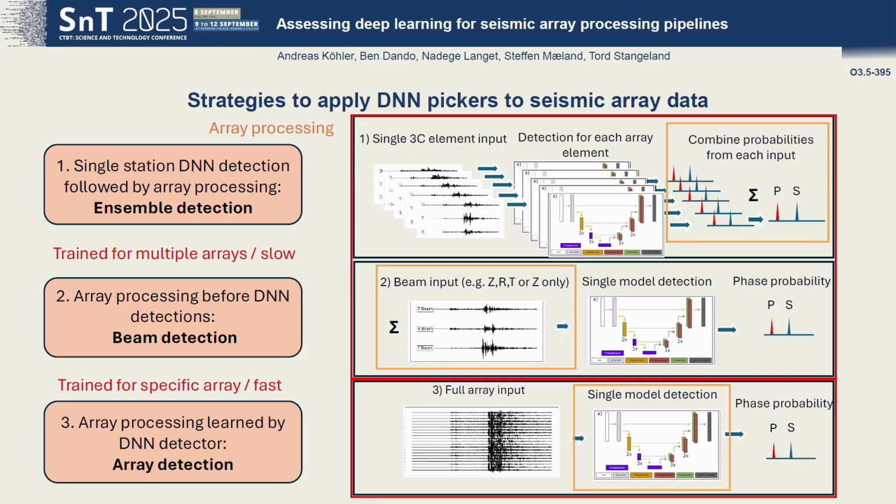And also the first two ones are a bit slower because you have to apply the picker on different time windows from different array elements or different beams in parallel, while the third one is only applied on one single time window including all the array stations.